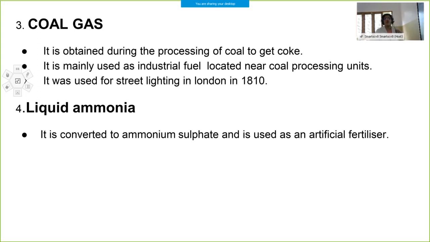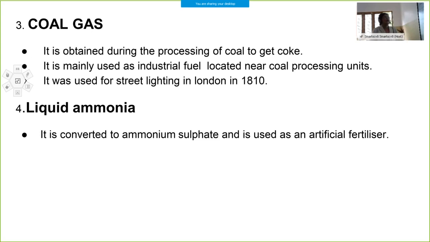Now the third product is coal gas. Coal gas is a fuel. It is an industrial fuel, and it is obtained during the processing of coal to get coke. It is mainly used as an industrial fuel in places where there is a coal processing unit, and it was used for street lighting in London in 1810. So these are the uses of coal gas. Mainly coal gas is used as an industrial fuel, right?